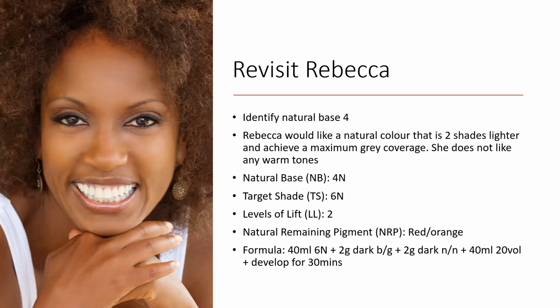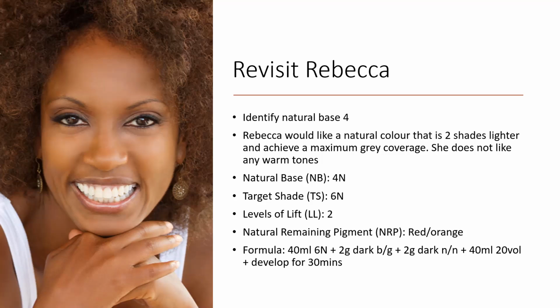So let's look at Rebecca. So she's a natural base of a 4. She wants 2 shades lighter with a maximum coverage. So that's going to be a 6N, and that's 2 levels of lift. Her natural remaining pigment on the base of a 6 is going to be a red-orange. So if I put on a 6N only, we're going to see some of that red-orange come through. So we need to neutralize that.